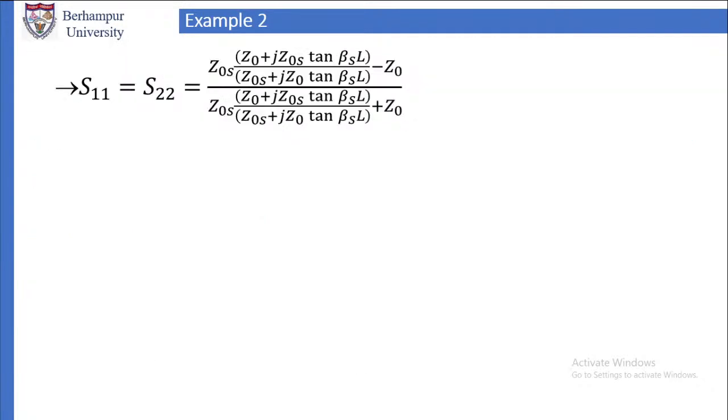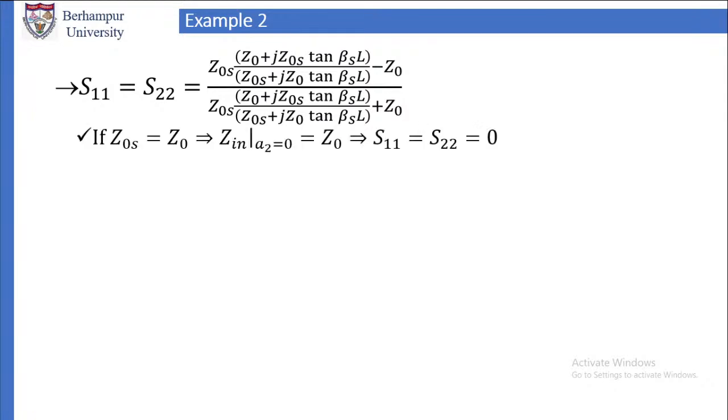Now S11 is equal to S22 is equal to, putting in the value of Zin, in the numerator Zin minus Z0, where for Zin you put Z0S whole into (Z0 plus jZ0S tan beta S L) divided by (Z0S plus jZ0 tan beta S L), divided by, again, Z0S into (Z0 plus jZ0S tan beta S L) by (Z0S plus jZ0 tan beta S L), because that is the Zin when A2 is equal to 0, then plus Z0.